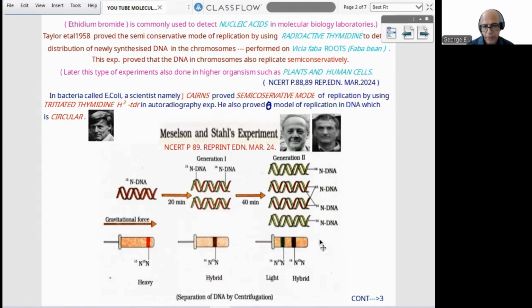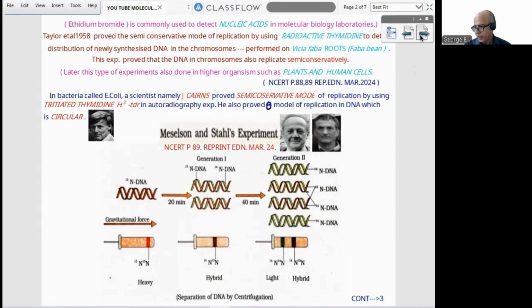DNA replication is semi-conservative. So here it is hybrid, that is why middle. Here it is light. Here it is again hybrid. In the third test tube, we cannot find N15 and N15. That is due to the fact that DNA replicates in a semi-conservative mode. I think it is clear. Important experiment, organism, chemical, etc.